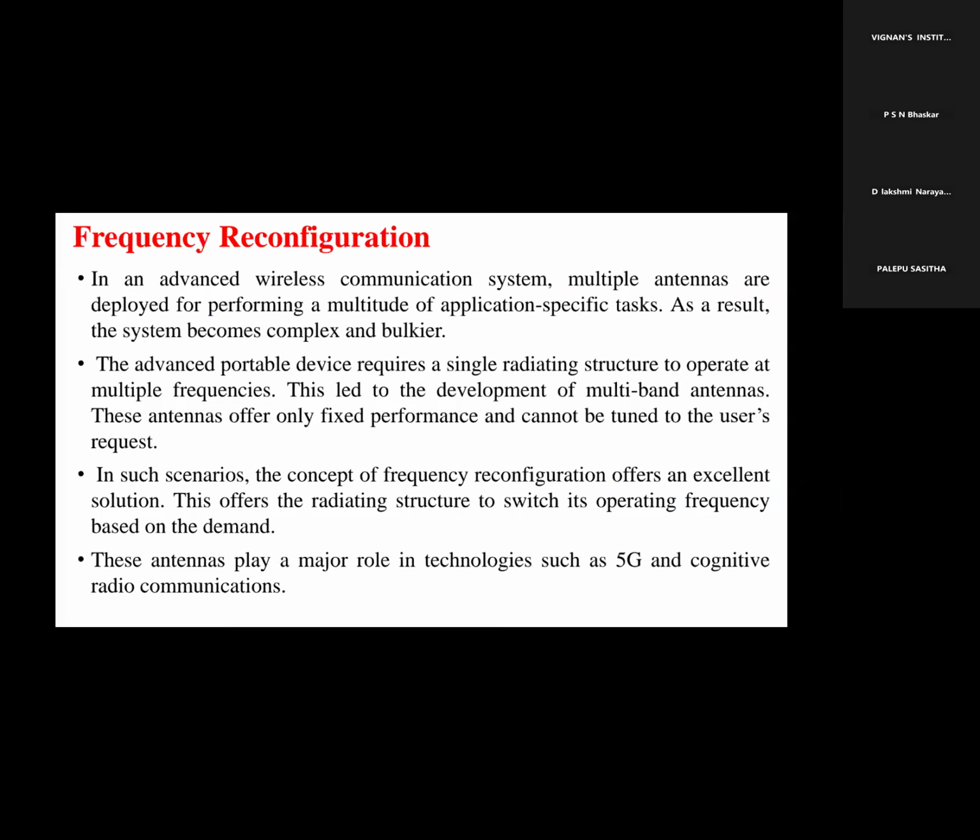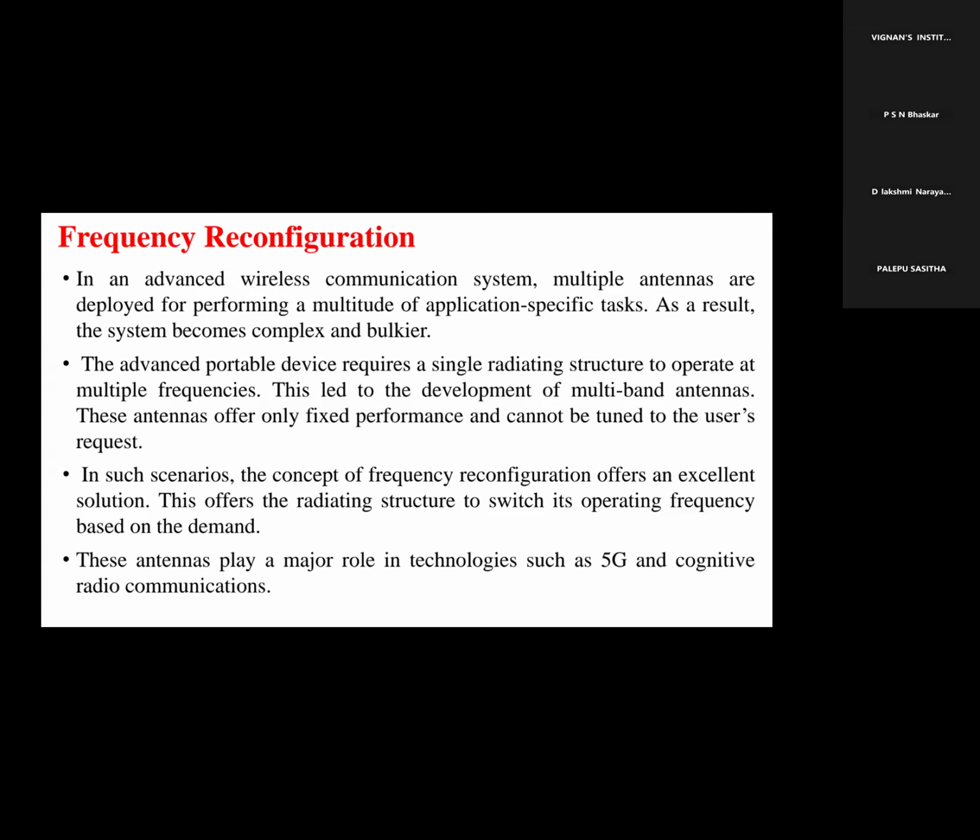In advanced wireless communication, multiple antennas are deployed for performing multiple application-specific tasks. As a result, the system becomes complex and bulkier. So the advanced portable device requires a single radiating structure to operate at multiple frequencies. This leads to the development of multiple antennas. These antennas offer only fixed performance and cannot be tuned to users' requests. In such a scenario, the concept of frequency reconfiguration offers an excellent solution. This allows the radiating structure to switch its operating frequency based on the demand. These antennas play a major role in technologies such as 5G and cognitive radio applications.